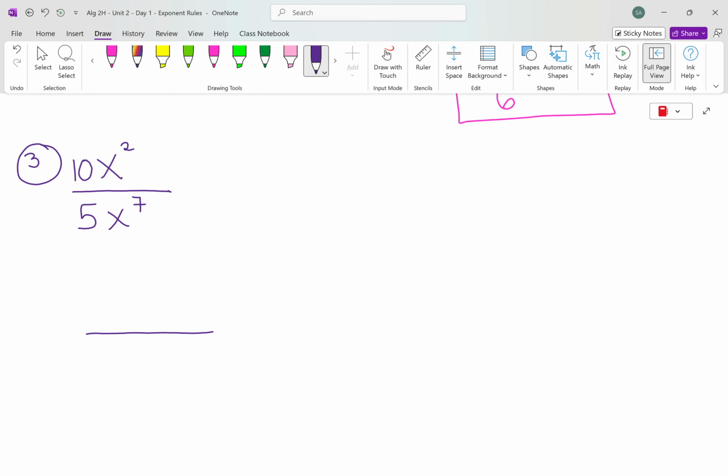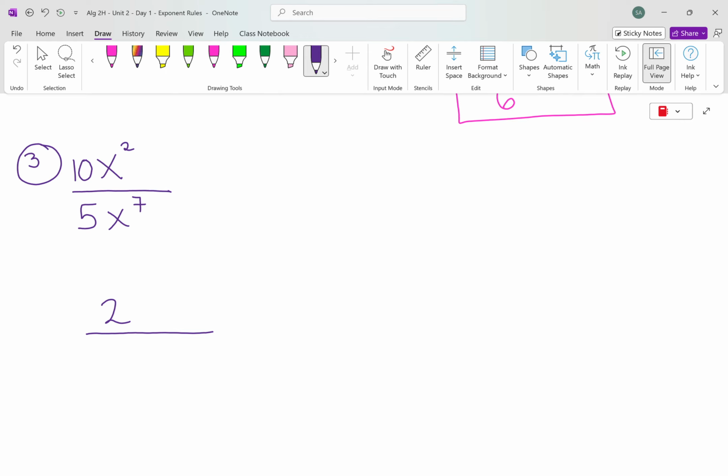Coefficients, can I divide those? Yes. 10 divided by 5 is 2. Where? Numerator, right? It's like dividing top and bottom by 5. That's what we're doing. We're essentially dividing top and bottom by 5. 10 divided by 5 is 2. 5 divided by 5 is 1. I don't need to put that 1 in the denominator.